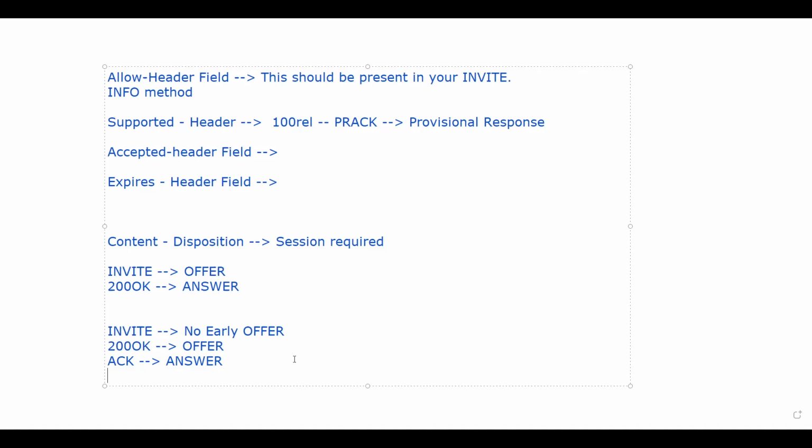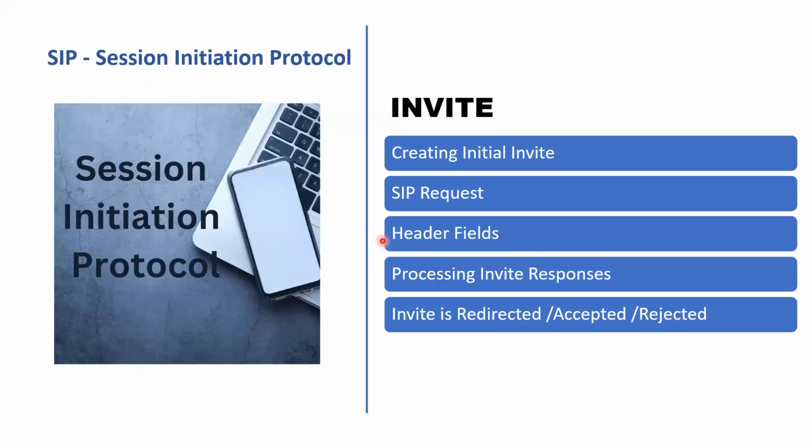So the main conclusion: if the offer is in an invite, the answer would be in 200 OK. If the offer is in 200 OK, the answer would be in the ACK, that is the acknowledgement. I hope this is clear to you. After this we will look at traces, where I will show you what messages and methods are contained in a particular initial invite. Let me open my slide.